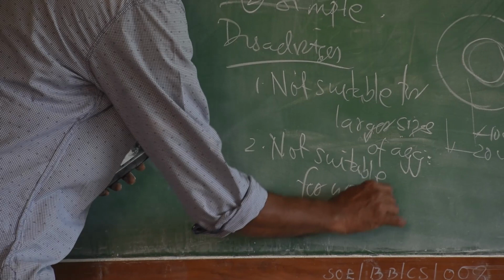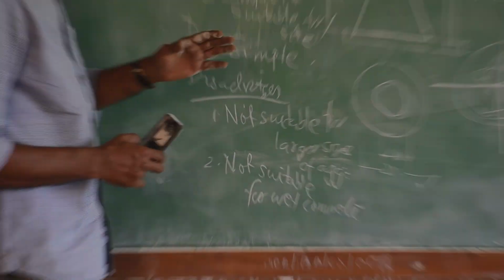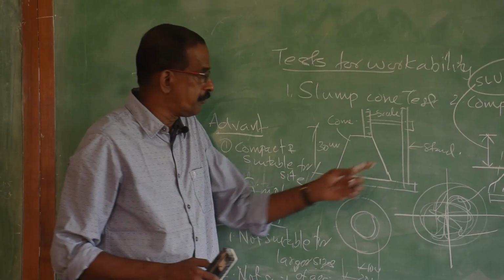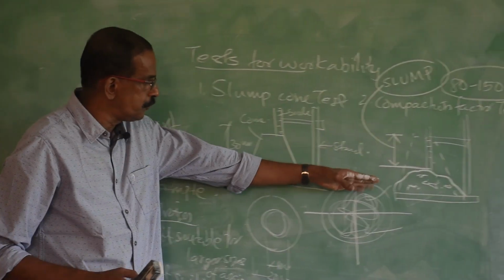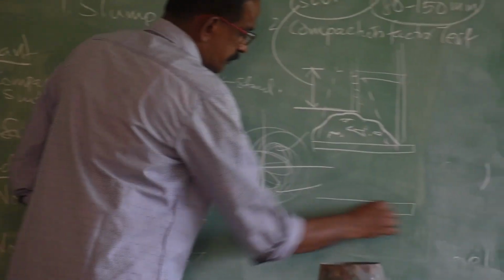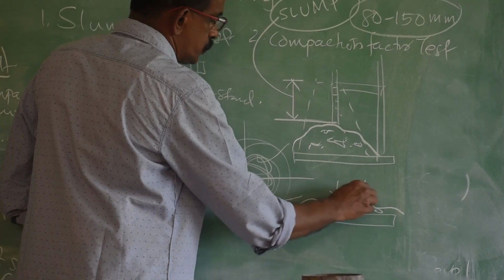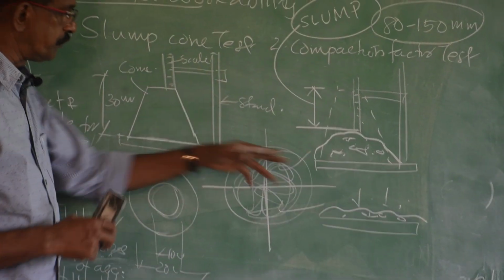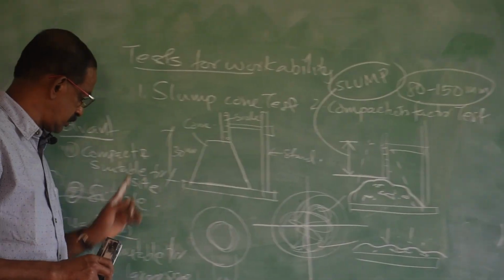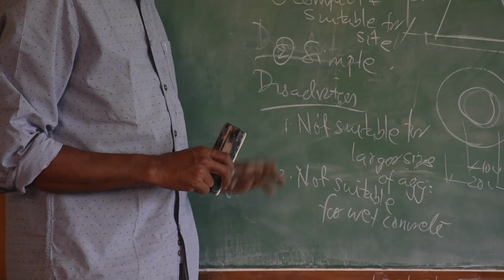And the second disadvantage is that it is not suitable for wet concrete. What is meant by wet concrete? If the added quantity of water is a little more, that is called wet concrete. For wet concrete, once you lift the cone, the concrete may attain a shape like this. So, it will not be possible to measure the slump. There will be confusion about where and how to measure. So, these are the two disadvantages.